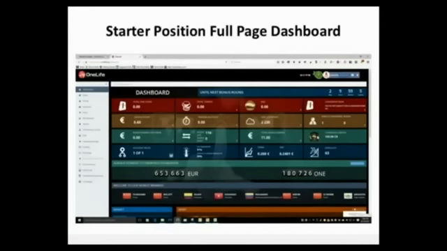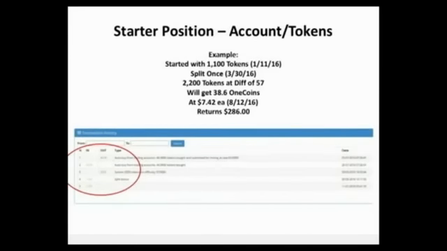The next slide shows I clipped a screenshot of the account. She started at 1,000 tokens. I believe that says 1,000. Then there was a split, went to 2,000, and then that was inserted into mining. And so her coins are in mining.